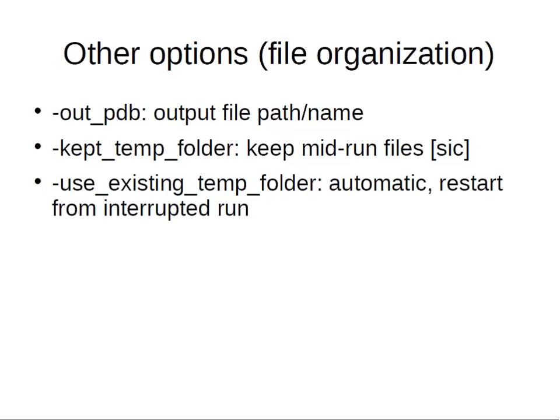Under the hood, Eraser is running lots of short Rosetta runs. This flag keeps all of those if you wanted to look at exactly what Rosetta was doing. Use existing temp folder is an automatic behavior, but there is a flag for it. This is useful if the run gets interrupted. It can automatically pick up from whatever Rosetta step it did last. So if it does 30 Rosetta steps in the middle, it can pick up at the 15th where it got interrupted.